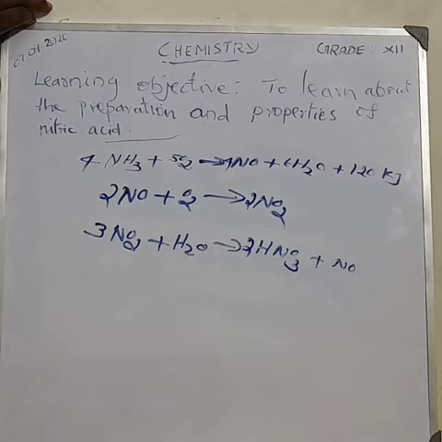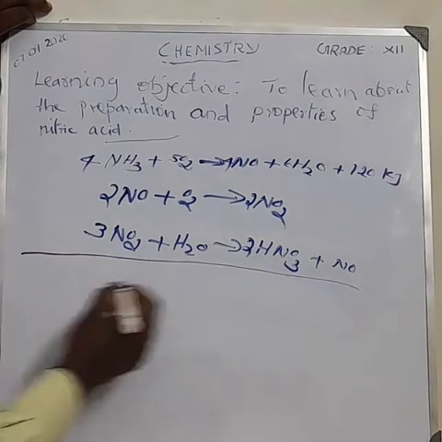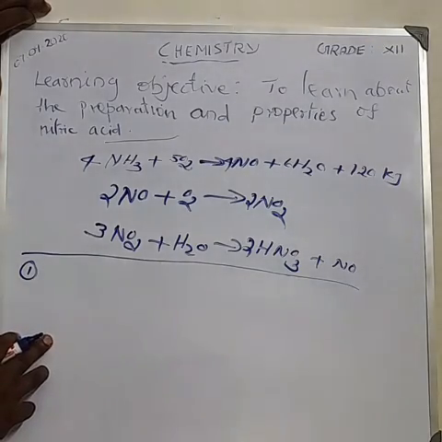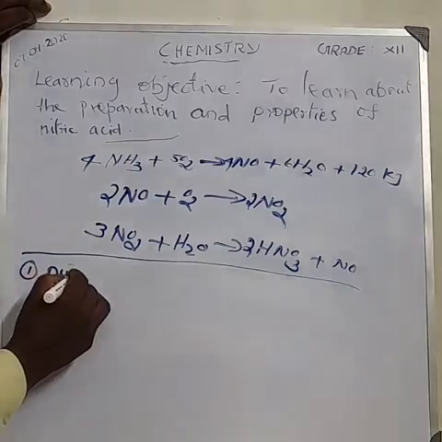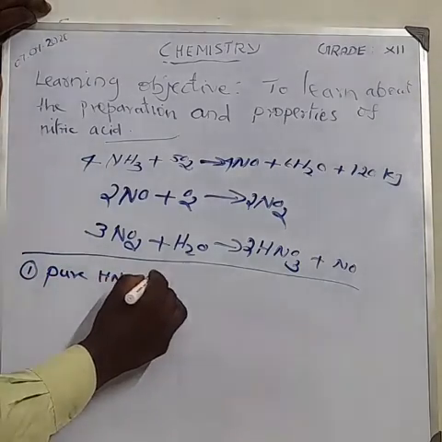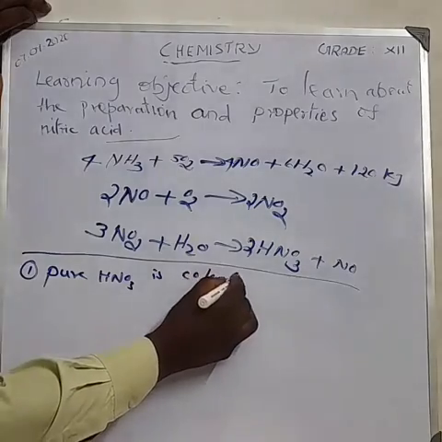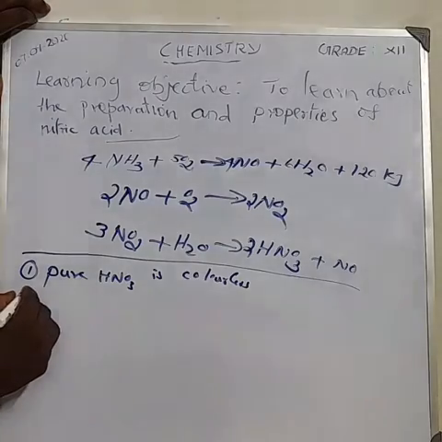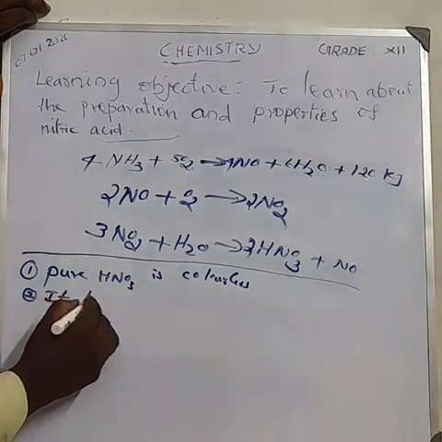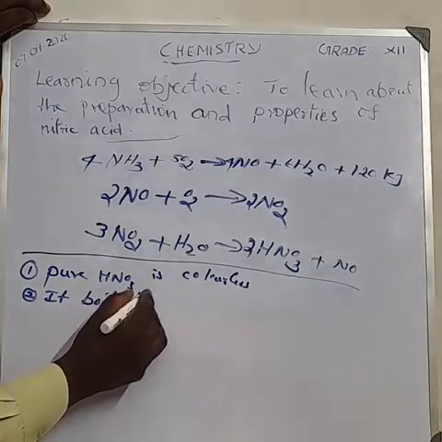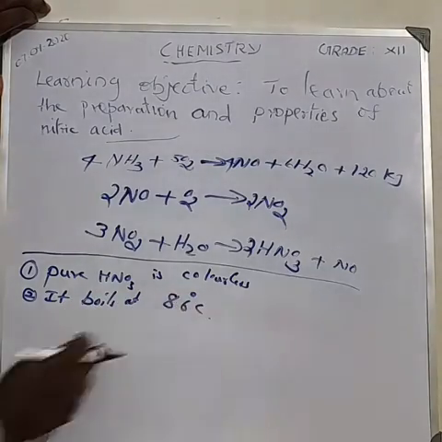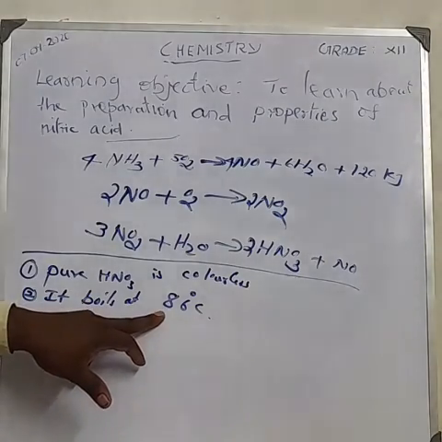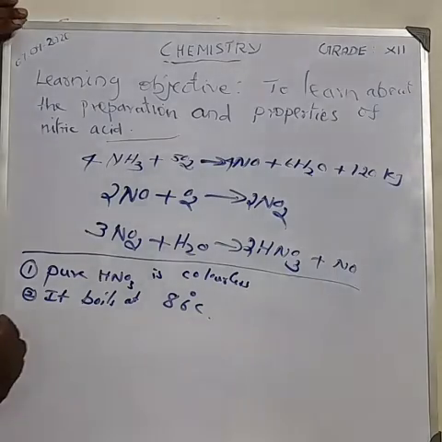Next, what are the properties of nitric acid? It's very important for the one word question. Pure nitric acid is colorless. HNO3 is colorless. What if it boils at? It boils at 86 degrees Celsius. It is miscible in water.